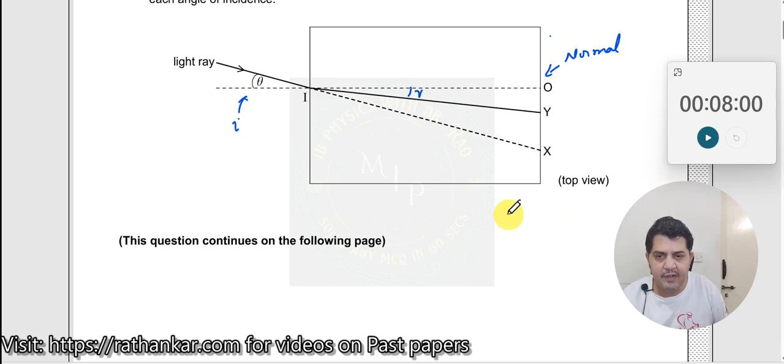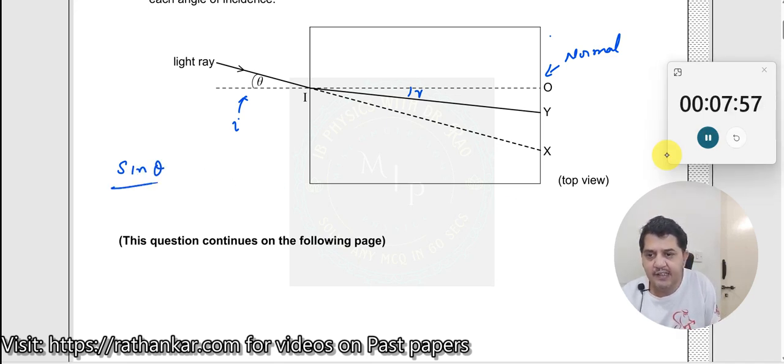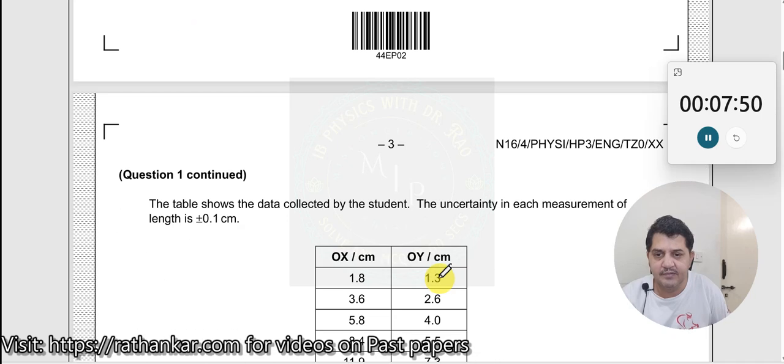So whenever we learn about refraction, what comes to our mind first? Let us write down that. Sine theta divided by sine R is equal to mu. What is this? Snell's law, which we know.